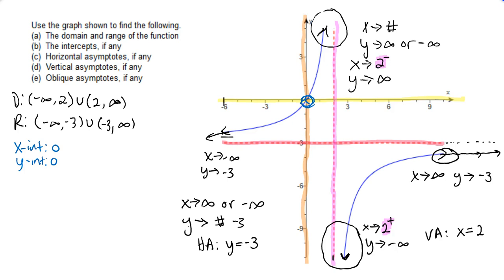And then finally, it's asking for oblique asymptotes. And for this example, we don't have any oblique asymptotes. An oblique asymptote would be if you had a slanted line, and your graph would be approaching that line at infinity or negative infinity.